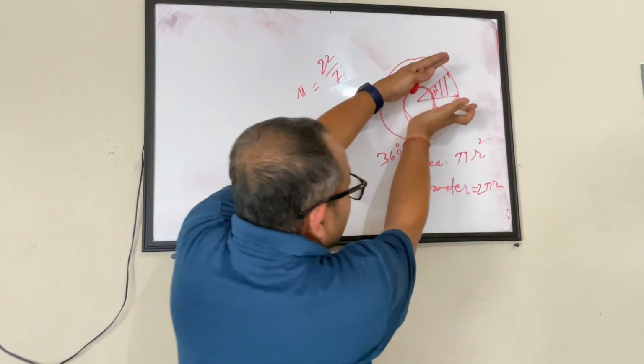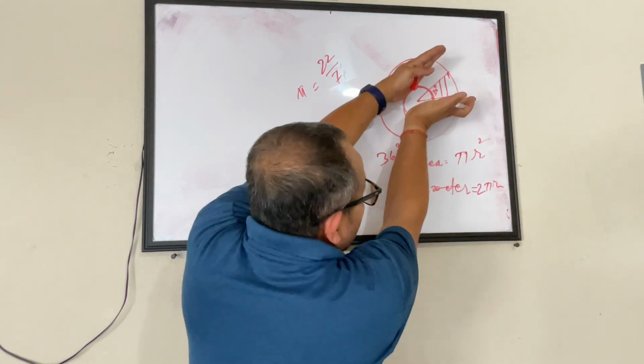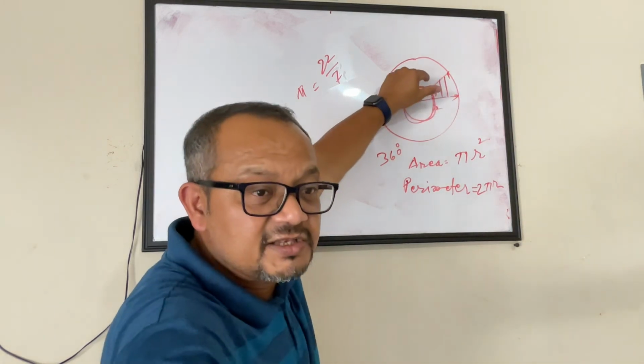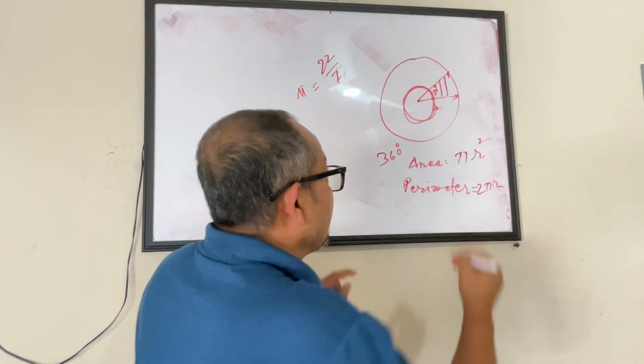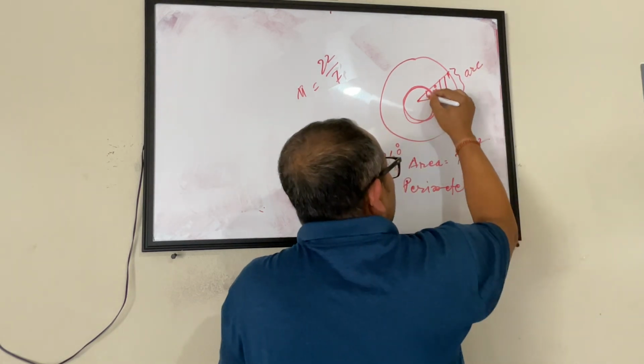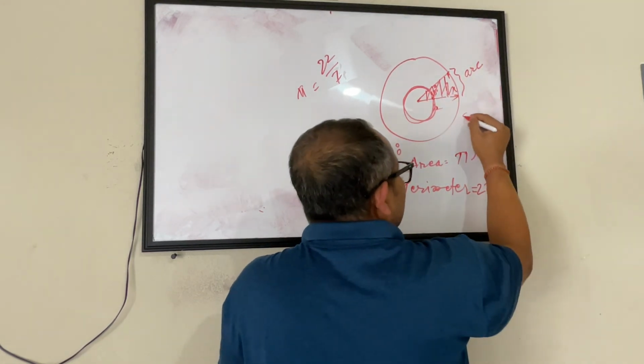Meaning, I am drawing two radii, where the angle between the two radii is 30 degrees. This portion will be called an arc, and this whole shaded area is called a sector.